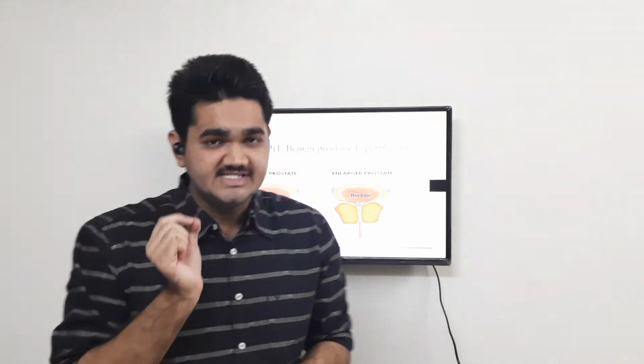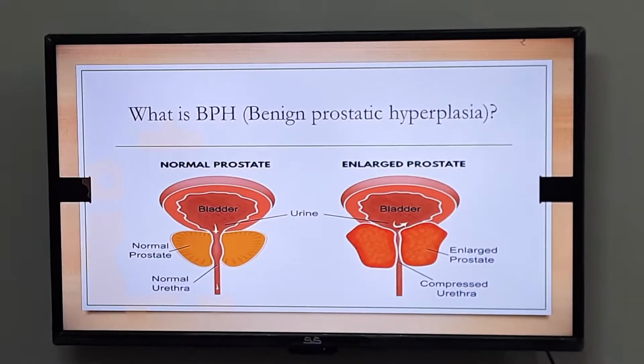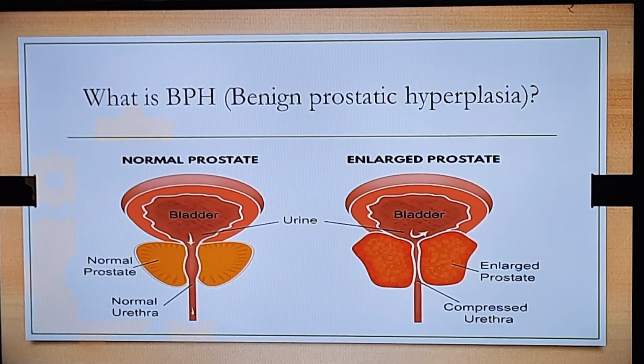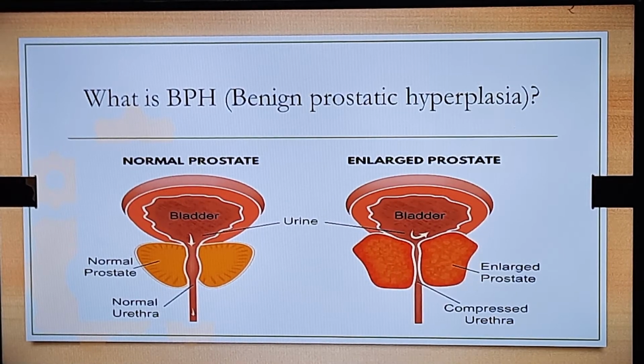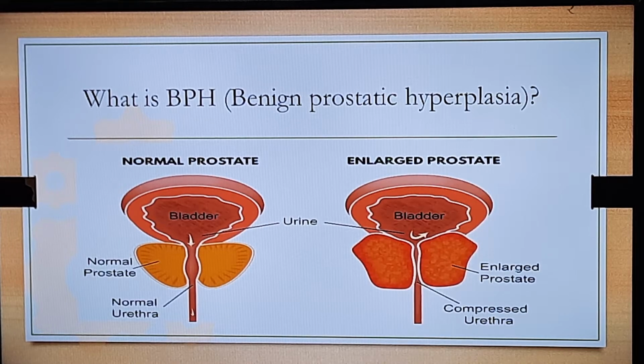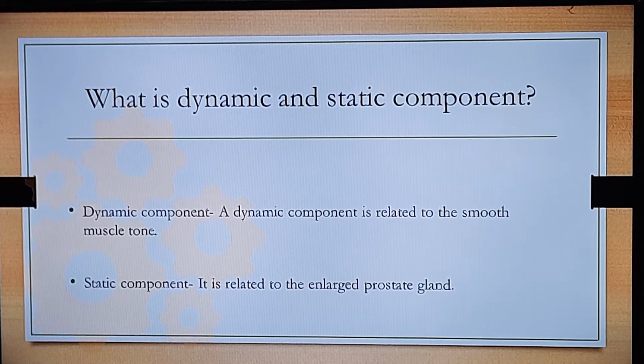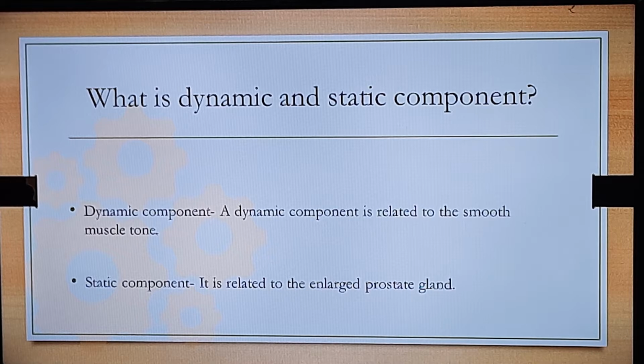Now why is it known as a dynamic component? As we just saw, it is related to our smooth muscle. So what are we doing here? We are playing with the diameter of our urethra. And this dynamic component is mainly related to our smooth muscle. Now the second important thing, which is common or constant in this whole condition, is the enlarged prostate, and this enlarged prostate is our static component. So the static component is related to the enlarged prostate gland.